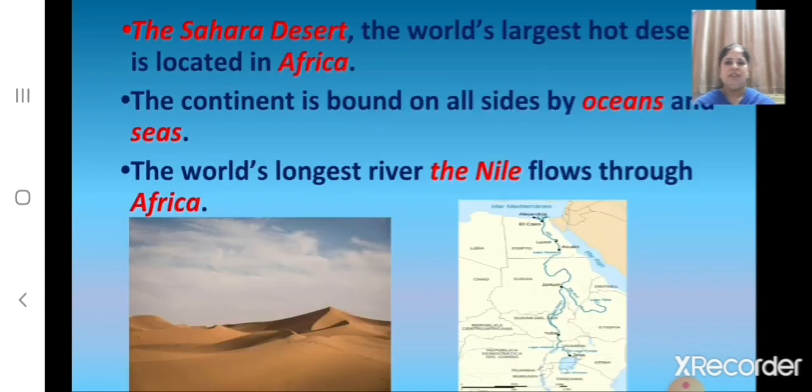And children, which is the world's largest hot desert? The Sahara Desert is the world's largest hot desert. And where is it located? The Sahara Desert is located in Africa. And the continent of Africa is bound on all sides by oceans and seas. And children, can you tell which is the world's longest river? The world's longest river is the Nile, which flows through Africa.